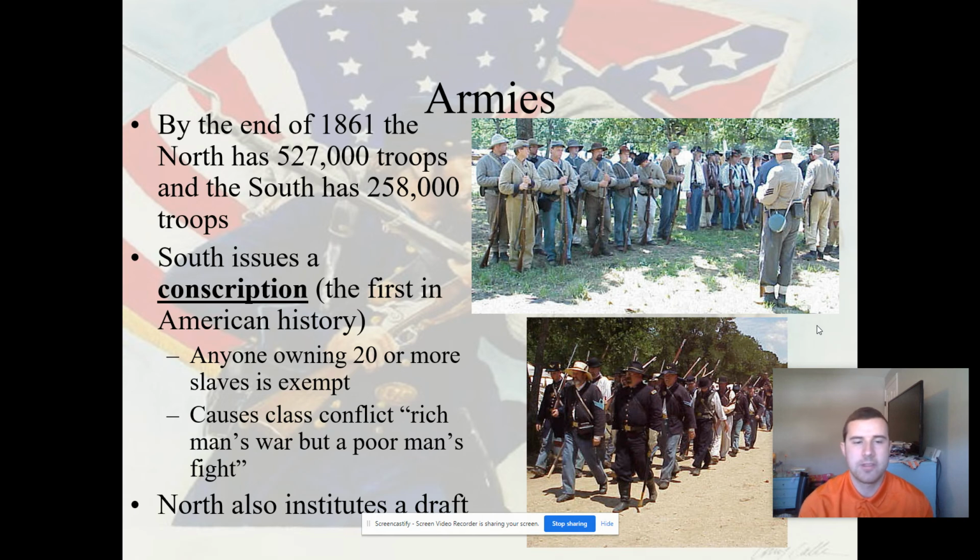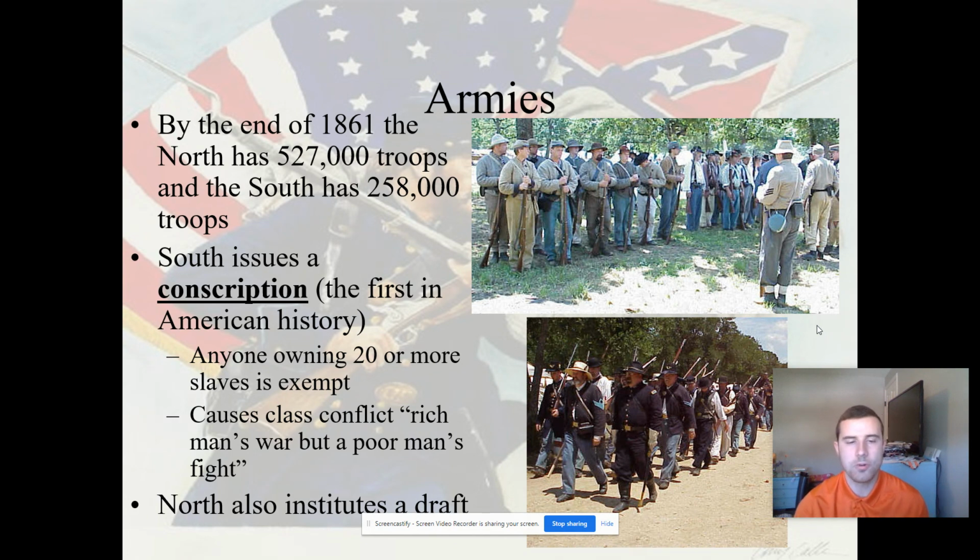Now, this caused strife within the South because you'll see the quote there at the bottom that says it's a rich man's war, but a poor man's fight. So they're basically saying the rich people in the South and Confederacy are wanting to fight, but really the poor men are the ones that have to fight because they don't own any slaves.